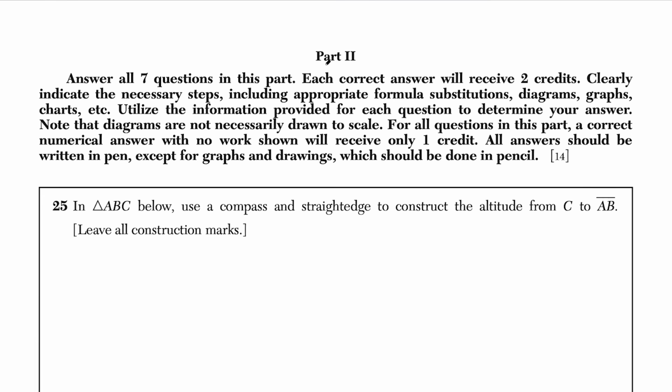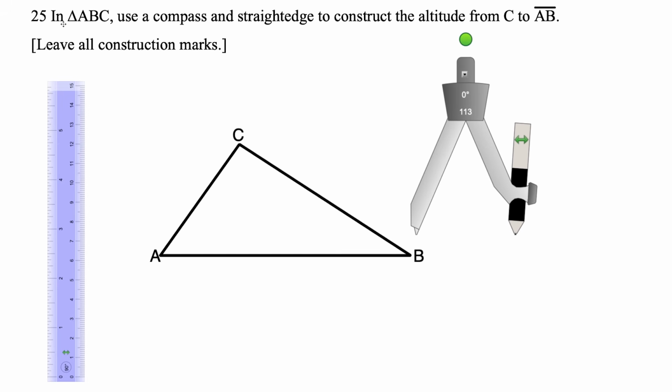First up, we have the part 2 questions that are worth 2 credits each. For question 25, we have triangle ABC, and we're going to use a compass and straight edge to construct the altitude from point C to side AB.